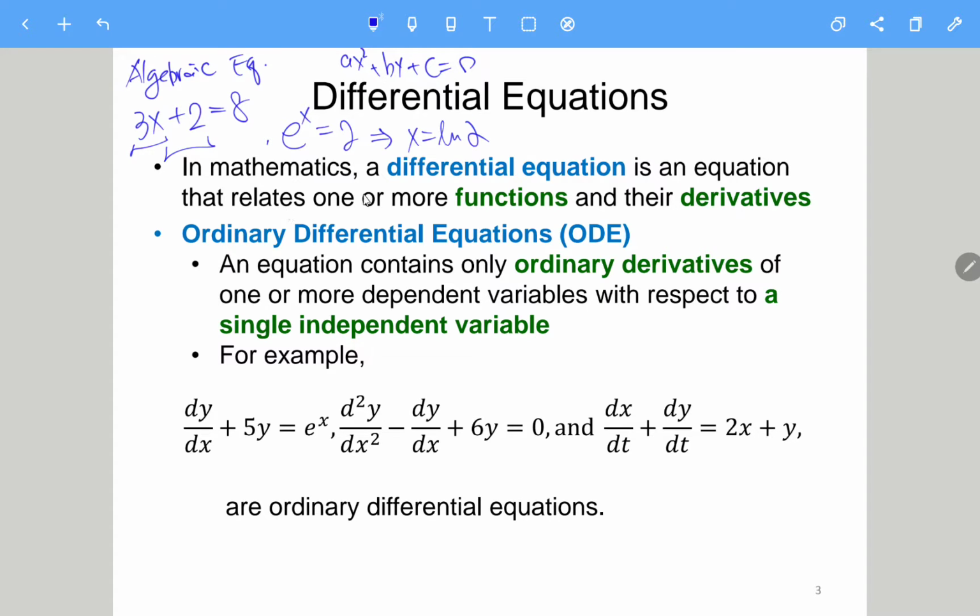So here we try to explain what a differential equation is. In mathematics, a differential equation is an equation that relates one or more functions and their derivatives. For an algebraic equation, we have some unknown variable in the equation. Say x is the unknown variable. For this equation, we try to solve for this unknown variable x. This is also trying to solve for the unknown variable x.